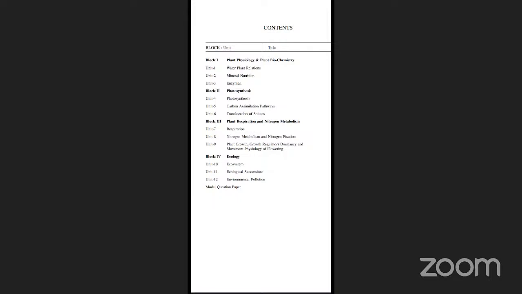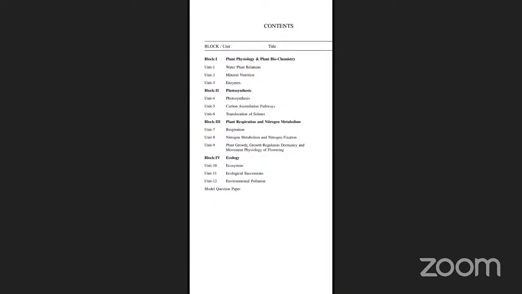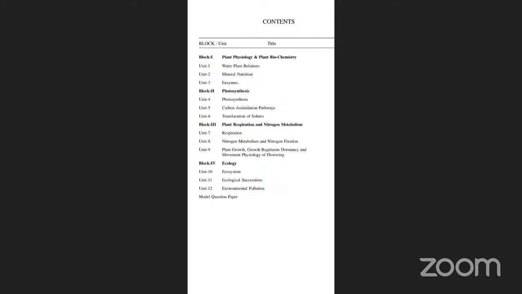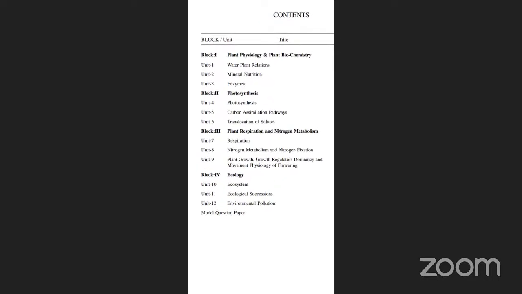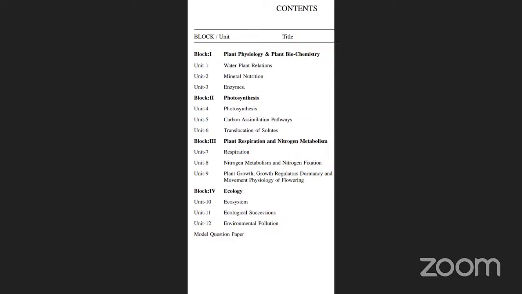Right. So let's discuss the first unit, that is water plant relations. Water plant relations, just give the concept. I already told you about water first.